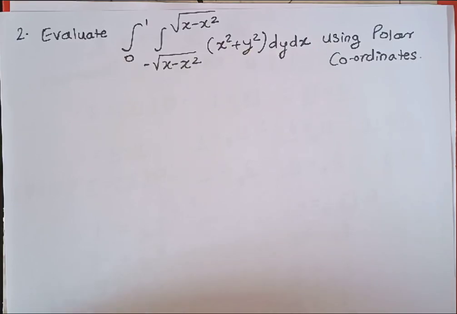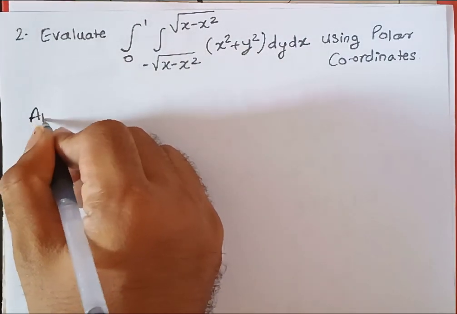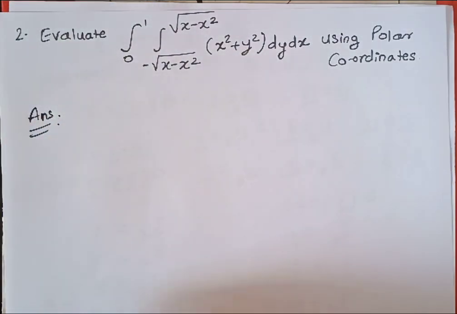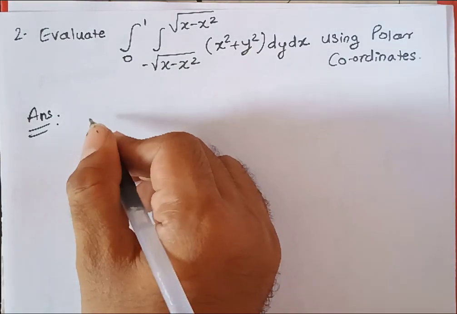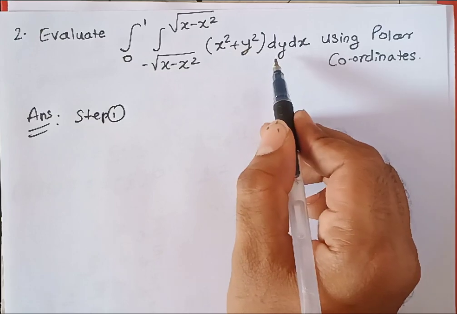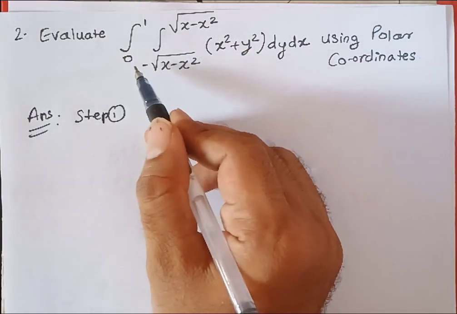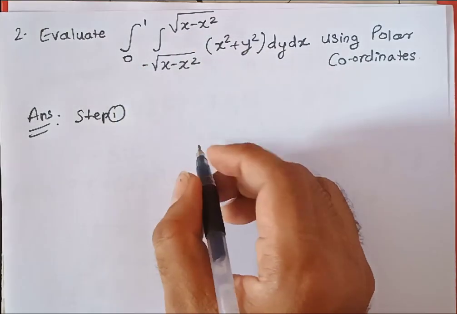Okay, welcome back. So the next question, again on polar coordinates. We have to integrate this using polar coordinates. Step one is to sketch the region. So we can see the limit for y is between these two curves and the limit for x is the outer limit, that is from 0 to 1.